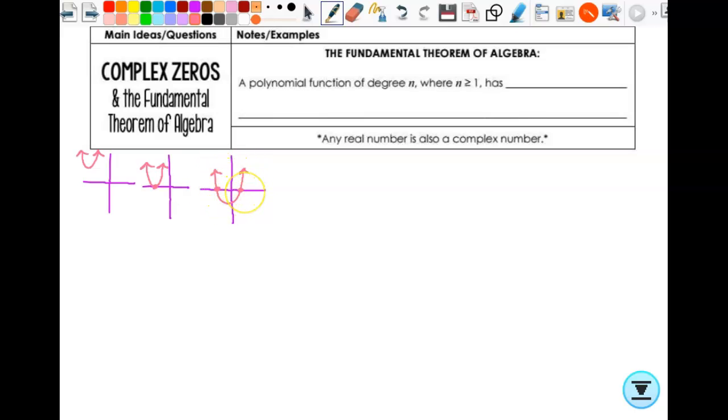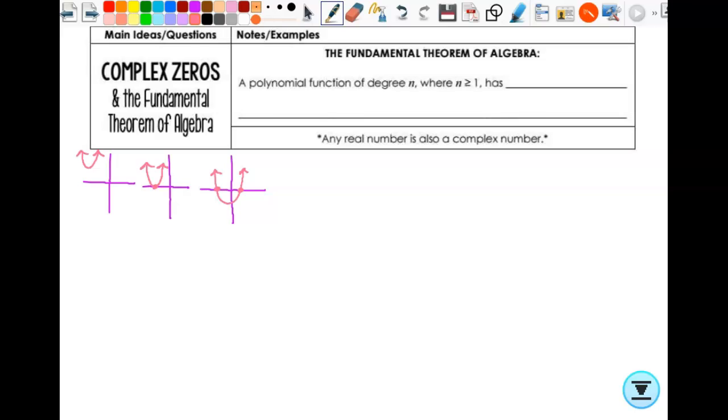Okay? So you have to be careful with wording, because I don't say here that I don't have any zeros. I don't have any real zeros. This would give me 2 imaginary zeros. This would give me 1 imaginary zero and 1 real zero, and this gives me 2 real zeros. Okay? Does that make sense?